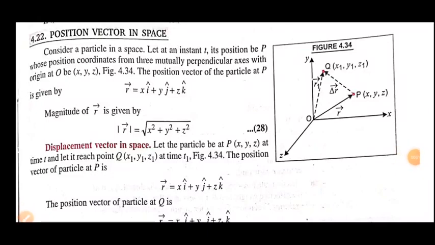So in yesterday's class, students, we were discussing vectors, and there we saw how many types of vectors we have, how we can denote them, and which laws we use for vector addition or subtraction. There we saw that we can use the parallelogram method or the triangle law to add or subtract two vectors. Now let's move further in our chapter.